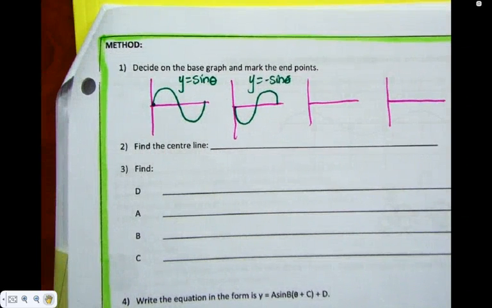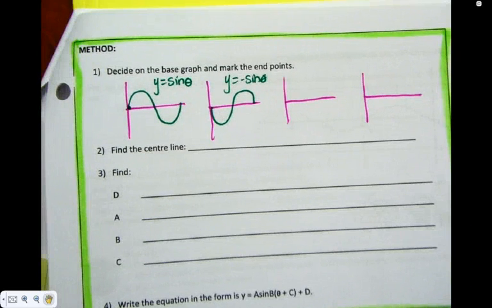So there aren't really 4 different base graphs. There's really 2. It's just we can have the vertical reflection of sine and cos. Can we have a vertical reflection of tan? We don't use tan as a base graph because it's not sinusoidal.